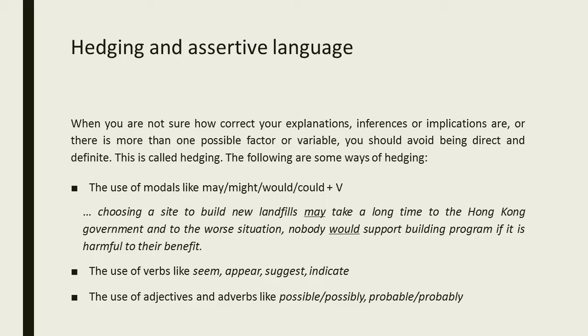First, the use of modals like may, might, would, or could plus the verb. For example, choosing a site to build new landfills may take a long time for the Hong Kong government, and nobody would support a building program if it is harmful to them. Next, use verbs like seem, appear, suggest, and indicate. Finally, hedging can be used with the use of adjectives and adverbs like possible, possibly, and probable, probably.